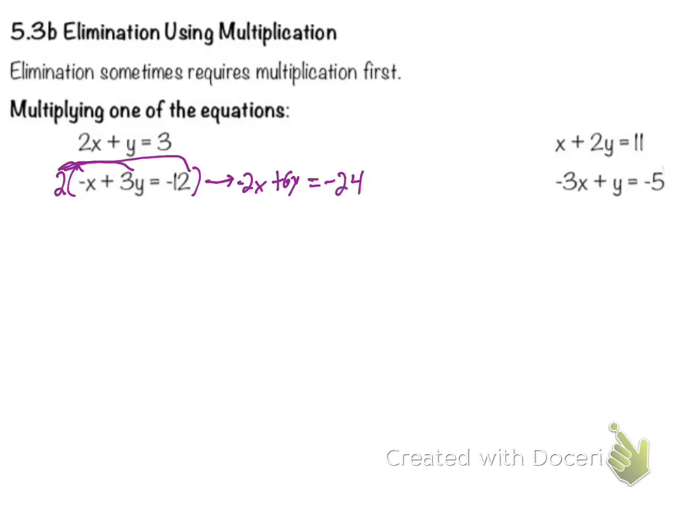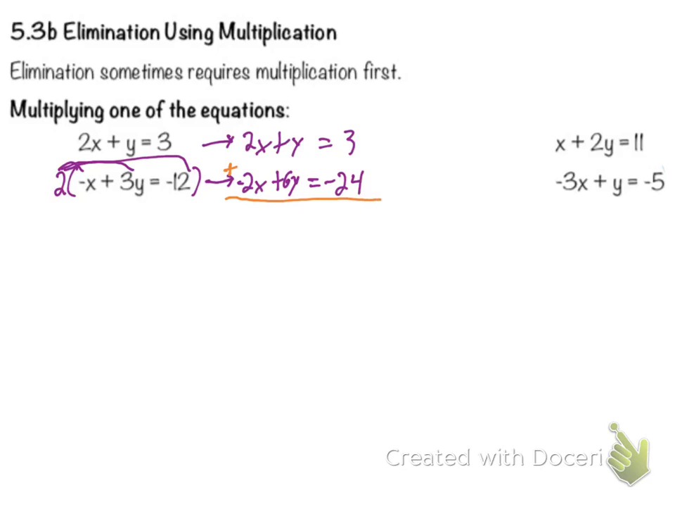Now the top equation, are we doing anything to the top equation? Nope, so we're just going to rewrite it, and make sure they're still lined up. 2x plus y equals 3. Now are we ready to eliminate? Yeah, now we are. Put that plus sign there and add these equations up.